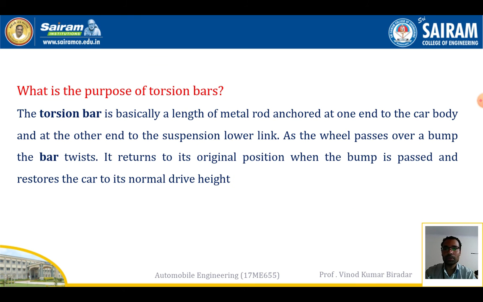Okay, next, what is the purpose of using this torsion bar? It is basically a length of metal rod fixed at one end to the car body, and the other end is connected to the suspension lower link. As the wheel passes over a bump, the bar is twisted. Due to this twisting, it returns to its original position when the bump is passed and restores the car to its normal drive weight. That is the main function of the torsion bar.